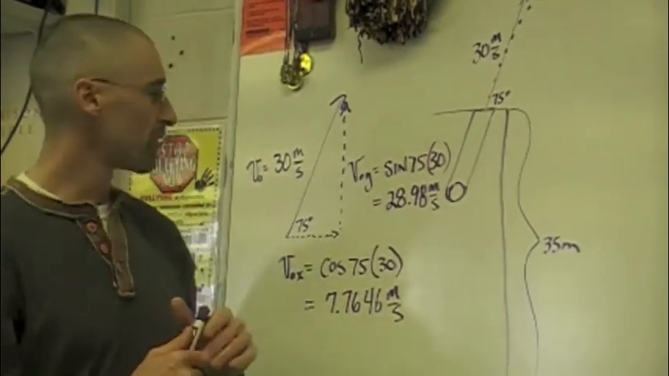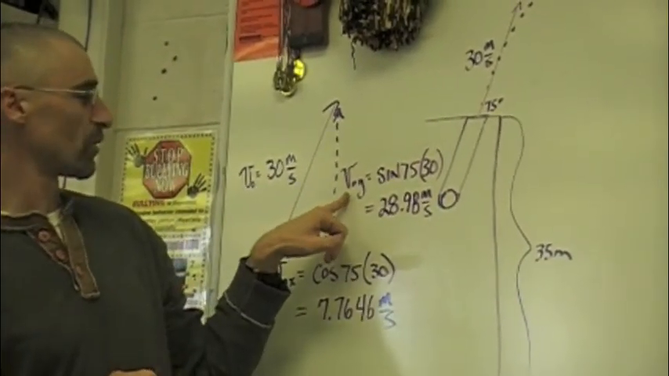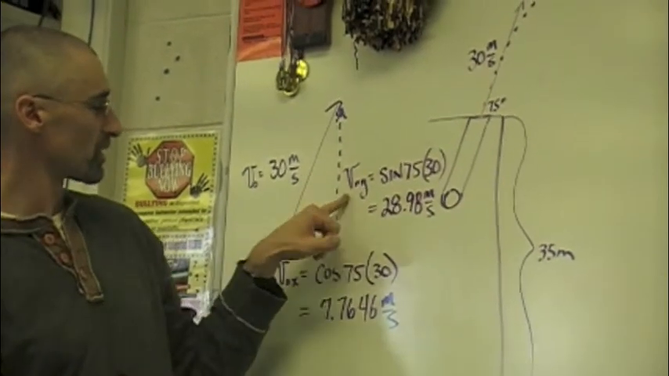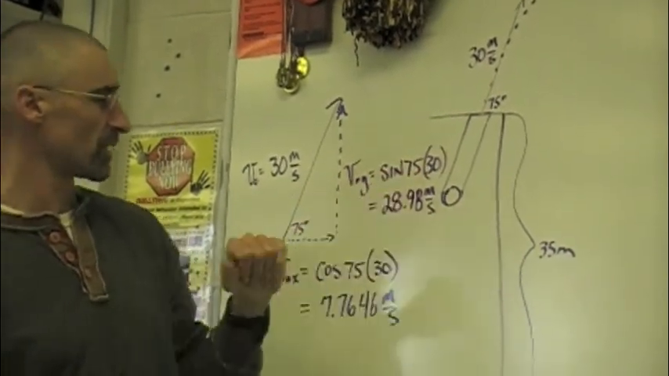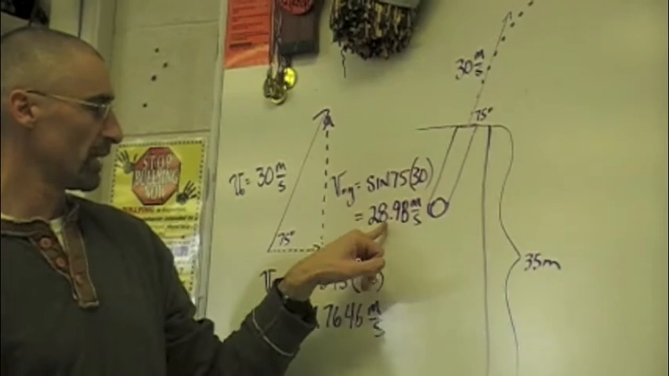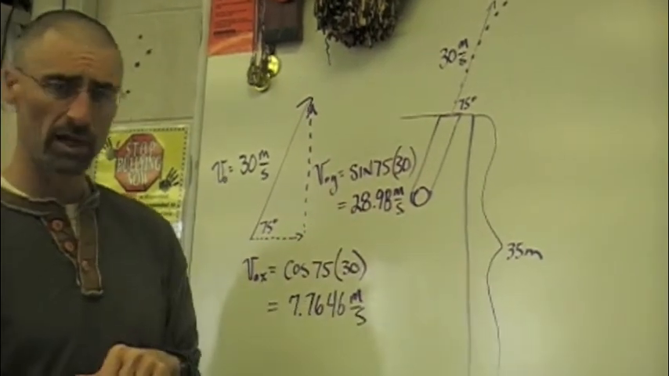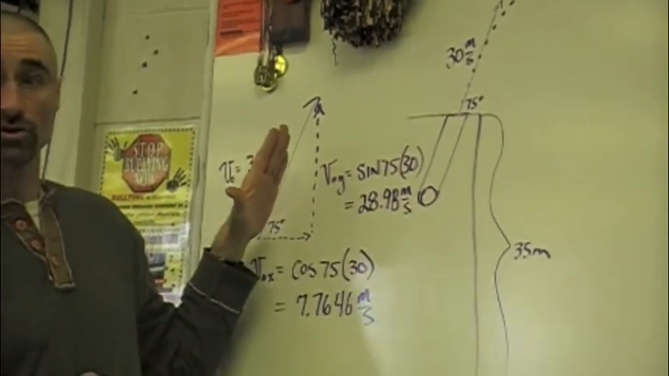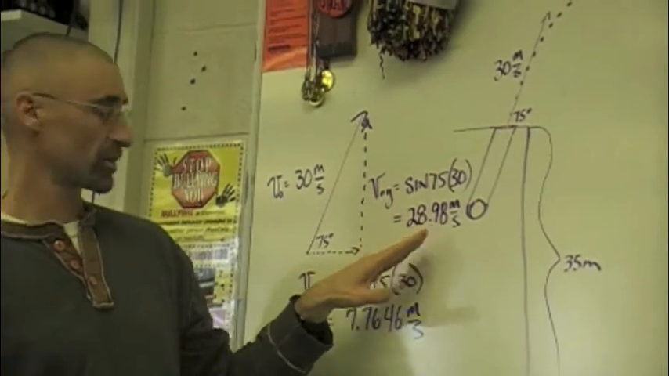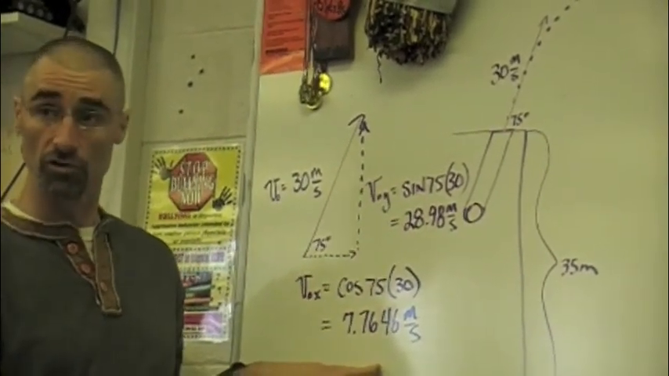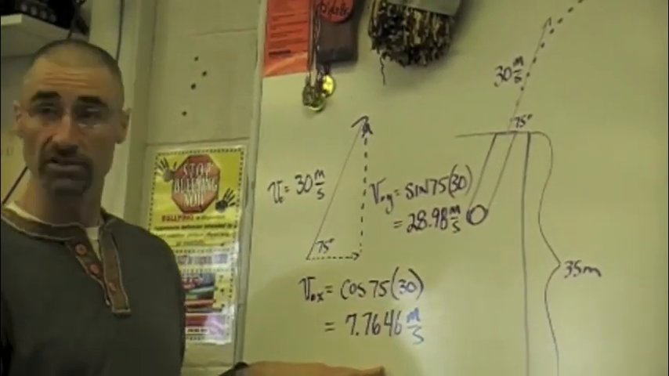Now, if we break down the initial velocity in the Y component, it's opposite the angle, so we go sine 75 times 30, and we come up with 28.98 meters per second. Now, at that steep angle, is most of your initial velocity going to be in the Y direction instead of the X direction? For sure. Okay, so that all makes sense.